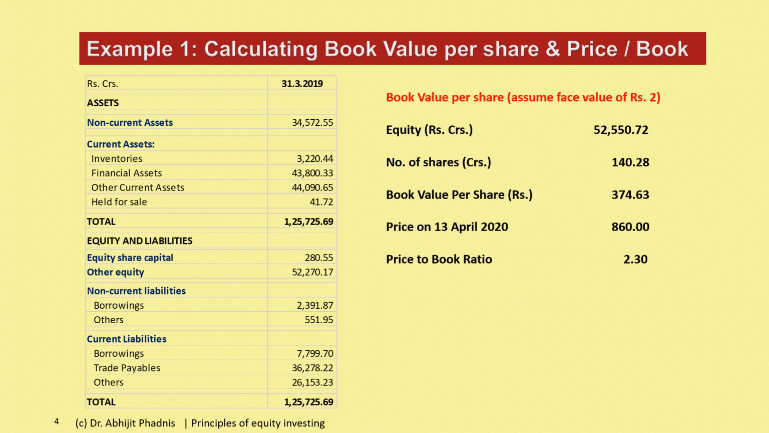We would be able to also get some data as of 31st December 2019, but for convenience sake, I have just used the published audited financial data as on 31st March 2019, the previous year end. Now the price which is prevailing on 13th of April 2020 was 860 rupees, and therefore we can see that the price to book ratio is 2.30.